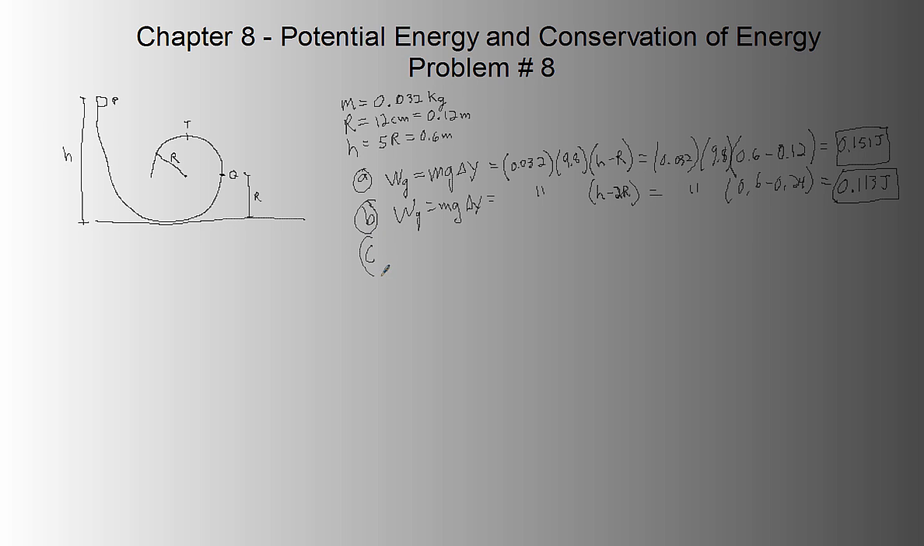Part C, we need to, so at the bottom of the loop with the ground, we are defining zero potential energy. So with that in mind, what is the potential energy of the block at point P, way up here? Well, work and potential energy are intimately related. In fact, it's just the same expression. So we're just going to do mgh, because it is h up from the ground.